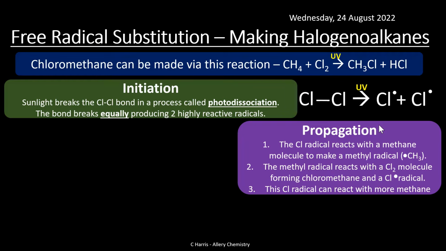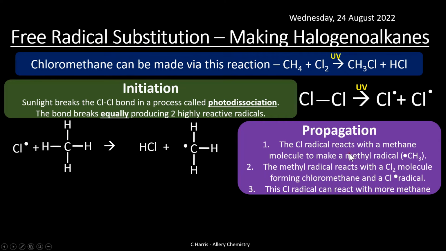So this is where the radical is incredibly reactive. Okay, really reactive. It will literally react with anything. And the Cl radical reacts with methane that's knocking around here. There it is. And this will make a methyl radical, which is CH3 dot. So the hydrogen kind of gets pulled off and you're left with the radical. And the methyl radical then reacts with the Cl2, because you'll still have some Cl2 floating around in there. That reacts with the Cl2 molecule, forming chloromethane and a Cl dot radical. And then this Cl radical can then react with more methane. And you can see it just keeps on going and going and going.